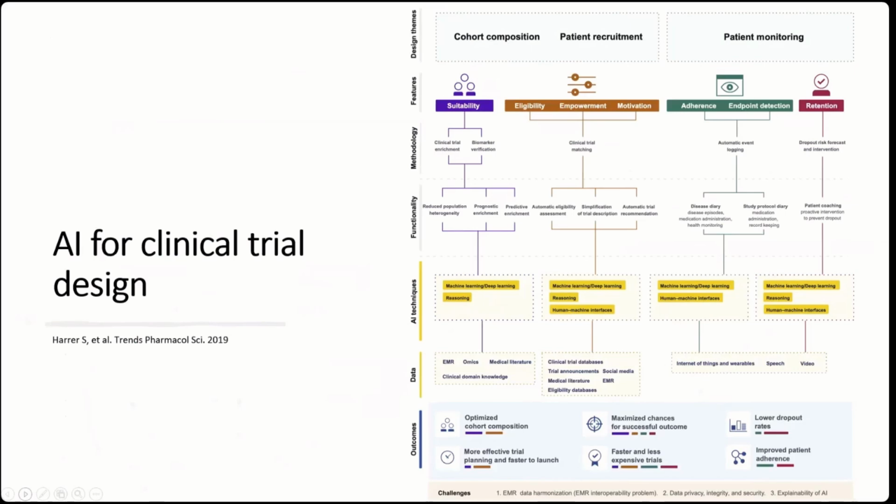First of all, you can use AI to look for suitable patient cohorts. You all know the situation, maybe how to fit, how to use the best inclusion exclusion criteria, and such things can be done today by AI. You can use AI technologies for patient recruitment in different steps, also patient empowerment. You can use it for adherence, endpoint detection. You can use it for the full monitoring process, and also for the retention.